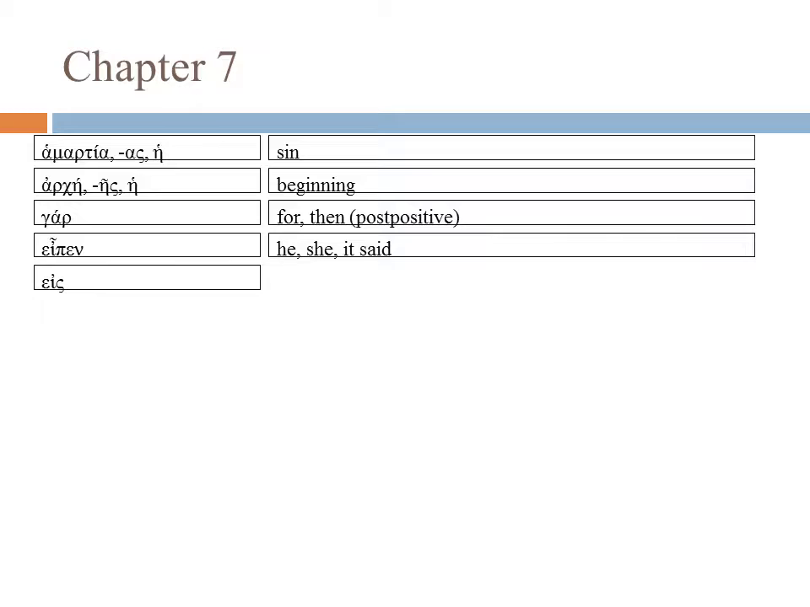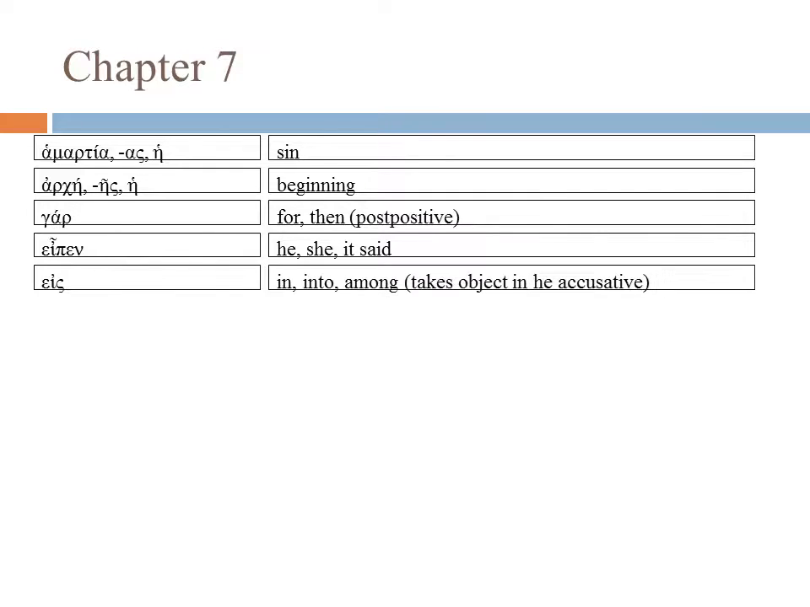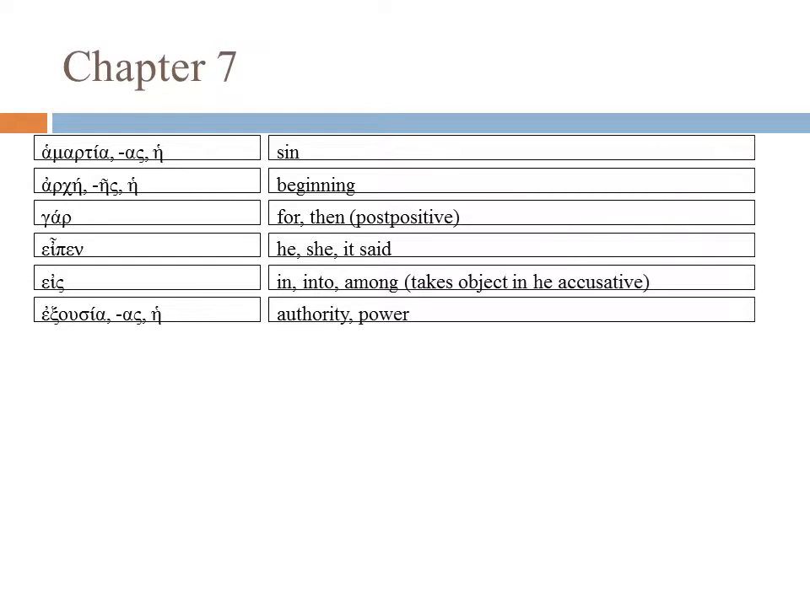Eis. Eis is a preposition. It means in, into, among, and object is in the accusative. Exousia. First declension, feminine. Exousia is authority or power.